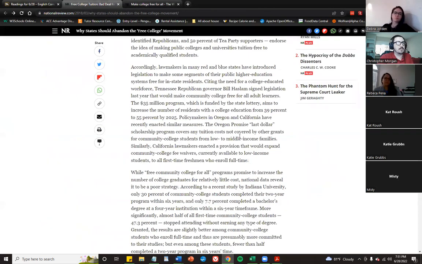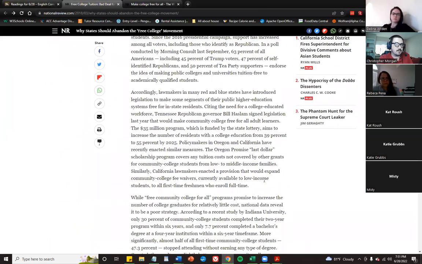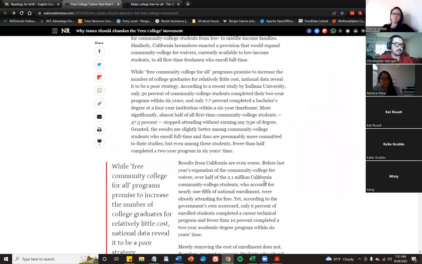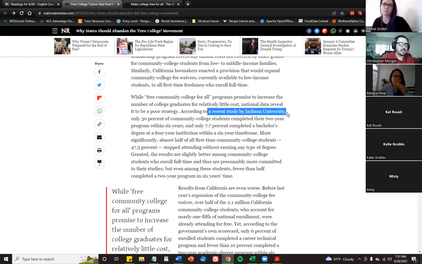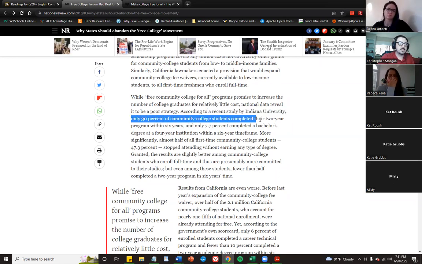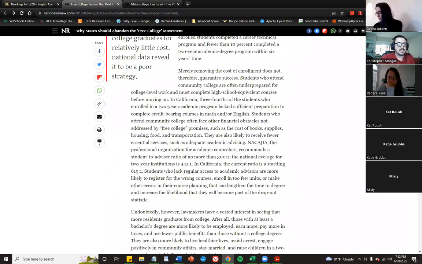Whereas if I go over to Walsh, let's go down here. This one is the one that I really want to zoom in on. According to a recent study by Indiana University, only 30% of community college students completed their 2-year degree programs within 6 years. Then again, she cites down here the government of California's own scorecard that gauges something about student completion rates here. Elsewhere, she cites NACADA, the Professional Organization of Academic Counselors, for some information she gets from them.